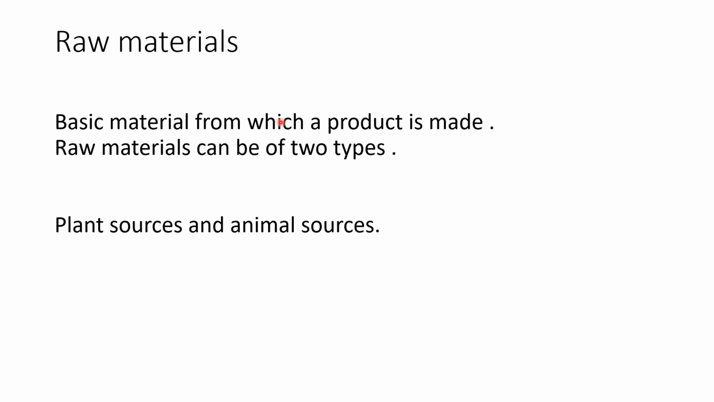Now talking about raw materials, it is a basic material from which a product is made. So raw materials can be of two major types. We may have other types as well, but we have two major types, which are plant and animal sources. In this case we have the product as food, and the raw materials can be vegetables, salt, water, oil. All of these are raw materials from which a product is made.